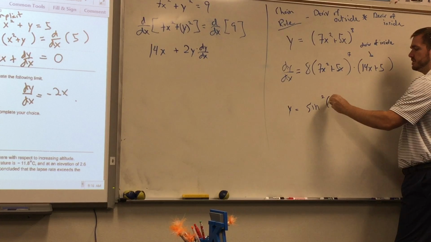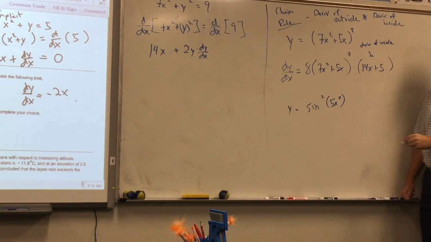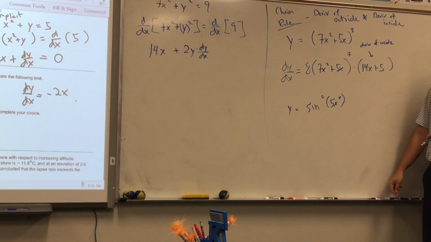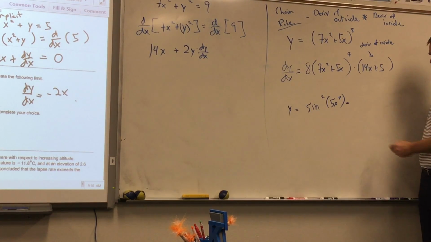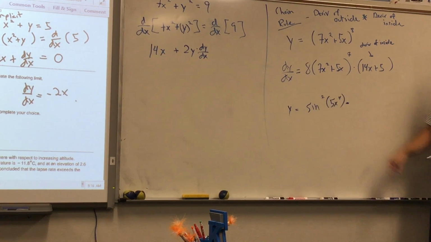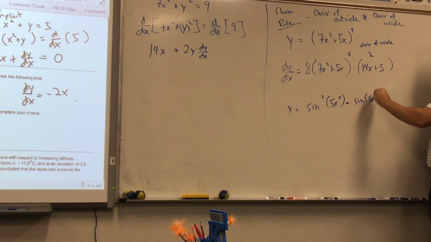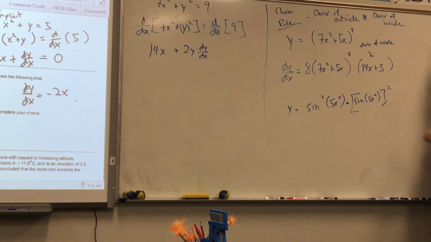I'm really liking this 5x. So here we have y equals sine squared of 5x to the 4th. If you remember, when you have sine squared right there, what that really means is sine of 5x to the 4th, and that whole thing is squared.